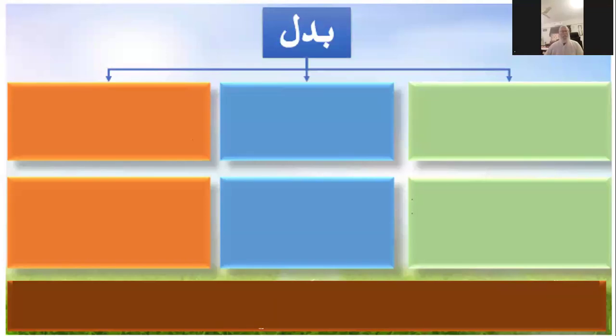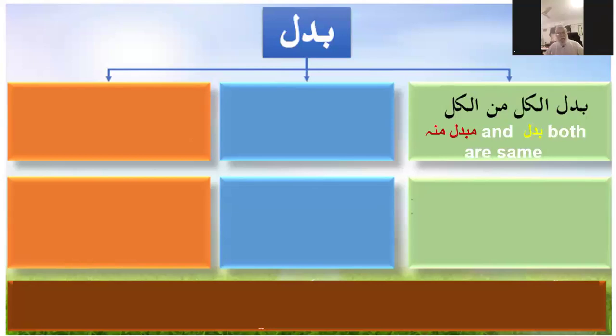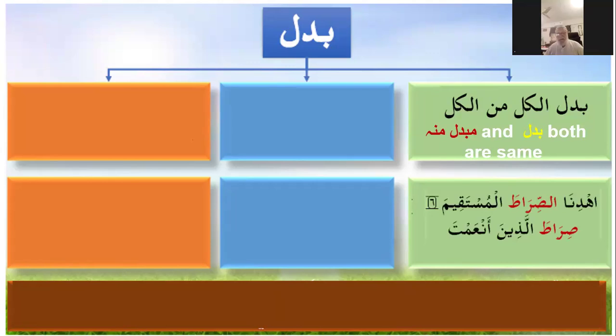Now, badal has 3 types. Badal kul min kul, that is the badal minhu and the badal both are the same. Just like ihdina siratal mustaqim, siratal lazina anamta. Here, the badal minhu is as-sirat al-mustaqim, and the badal is coming as sirat. So as-sirat and sirat, they are similar. Only difference is in the common and the proper noun, nakira and marifa. Otherwise, the word is the same. Badal bad means part of something.